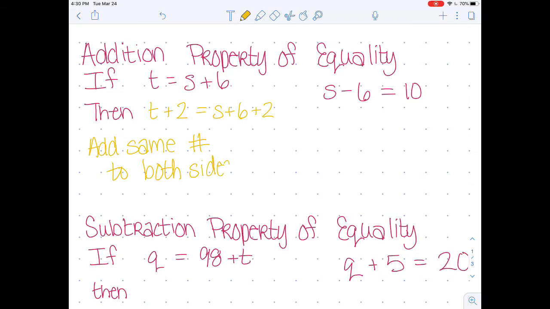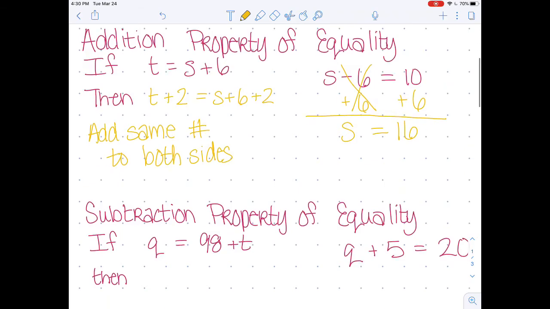So we use this to solve equations all the time. Usually we have an expression like the one over here, s minus 6 equals 10. If I add 6 to both sides of this equal sign, this one cancels out. Negative 6 plus positive 6 goes away. We're left with s equals 10 plus 6, which is 16. And I know that both sides are equal because I added 6 to both sides. So I know that s equals 16.